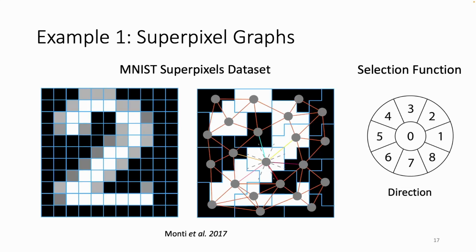The first example we looked at was superpixel graphs. We experiment with the MNIST superpixel dataset, where each image in MNIST is broken into superpixels and then represented as a graph by taking the centroids of each of those superpixels and connecting them. We wrote a selection function that looks at direction and processes each edge based on the direction of the source to target node. By adding the simple selection function and applying unique learned weights to each one, we found the following.